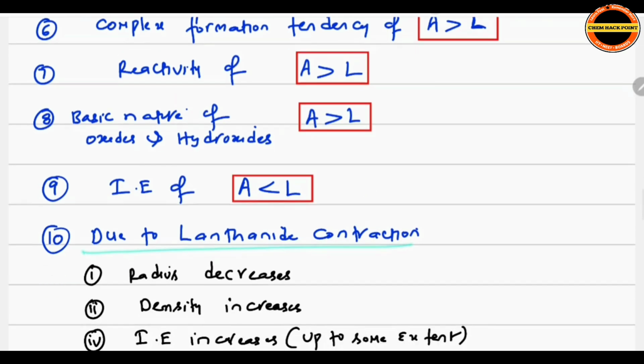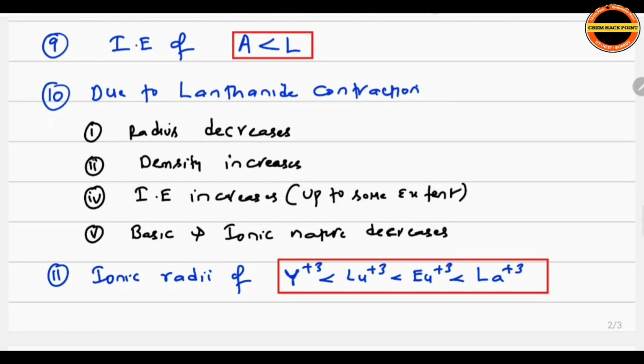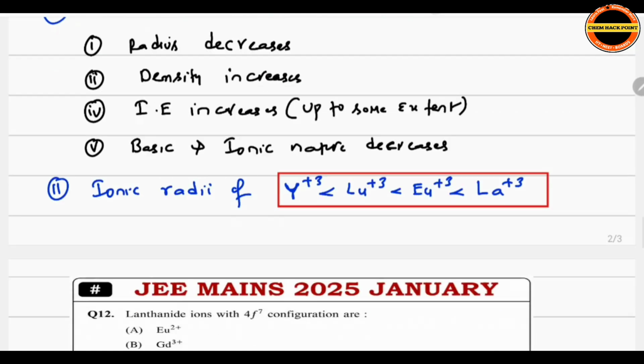Due to lanthanide contraction, the radius decreases. If the radius decreases, that is the volume decreases, density increases. Ionization energy increases up to some extent. Basic and ionic nature decreases. The ionic radii of certain lanthanide elements are given. It is an important sequence you have to remember.